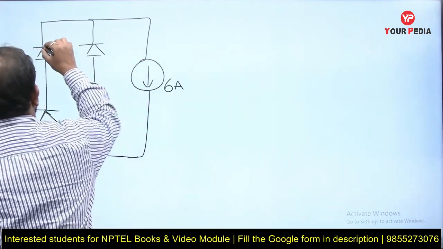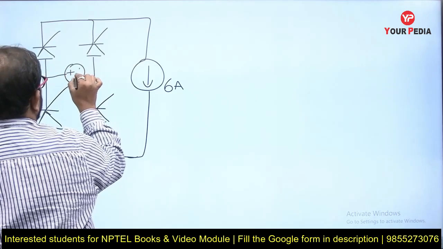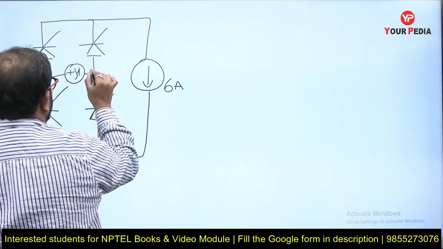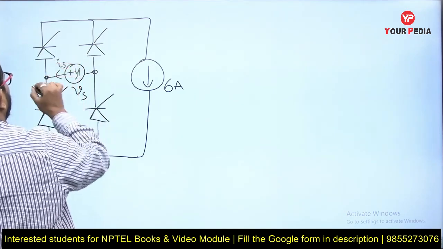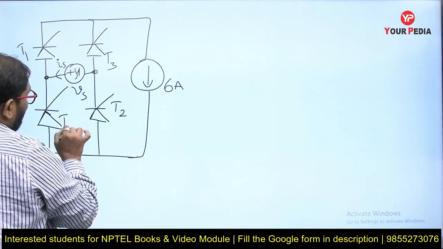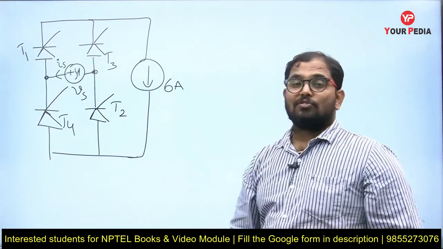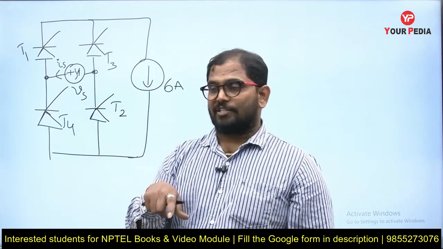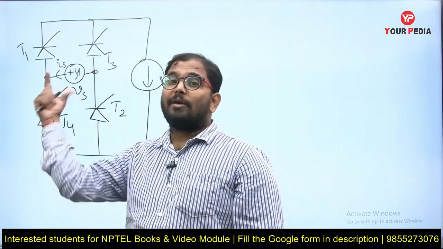This is a phase control rectifier, so it will have SCRs and the source is sinusoidal. This is the source voltage and this is the source current direction. This is T1, T2, and this is T3, T4. T1, T2 will turn on simultaneously and T3, T4 will also turn on simultaneously, but the two pairs turn on in complementary fashion. When one pair is in on state, the other pair will be in off state.